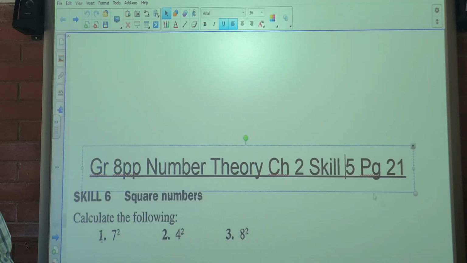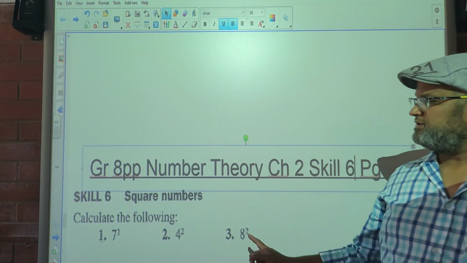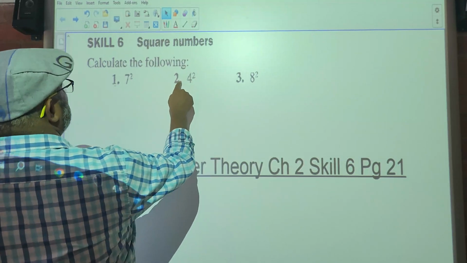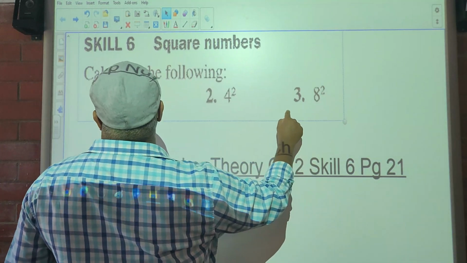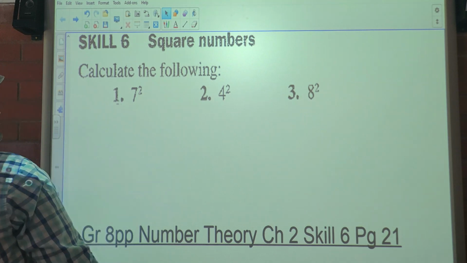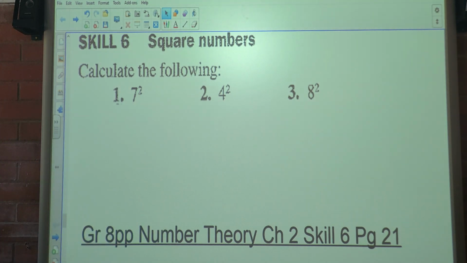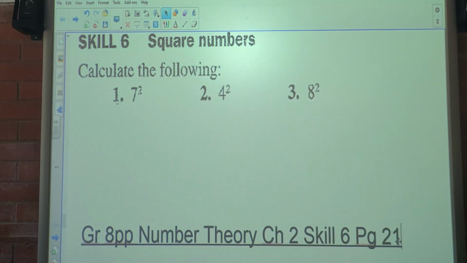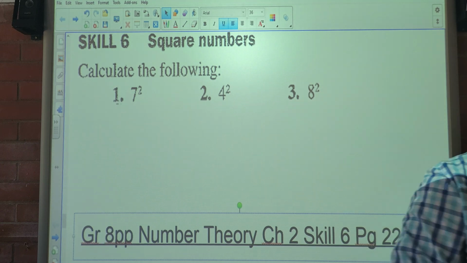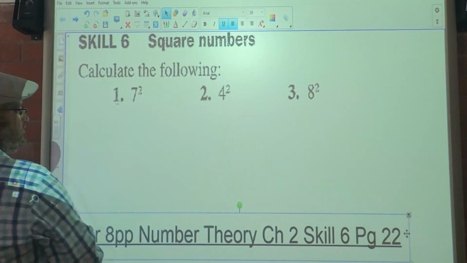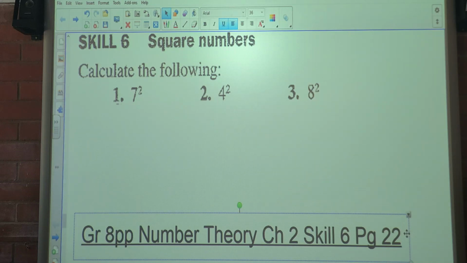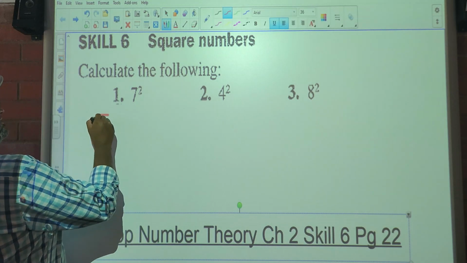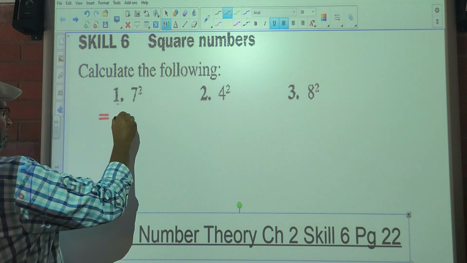Now we're looking at skill 6. Skill 6 on page 21. So now we're looking at square numbers. Square numbers. Okay. People, what does 7 squared mean? What does 7 squared mean? 7 multiplied by 7, or 7 times 7, not so? Yes, sir. So 7 squared is 49.